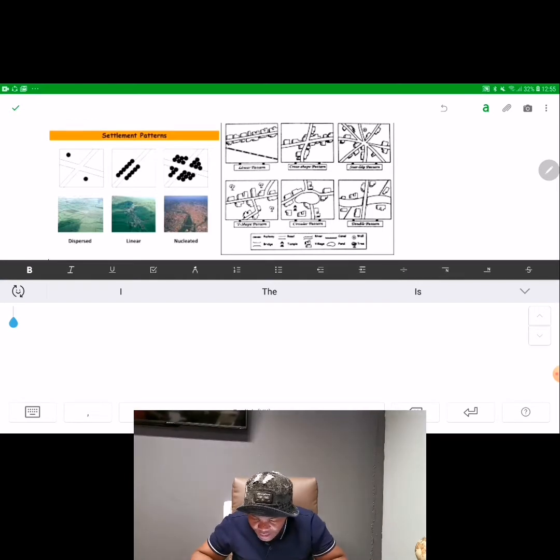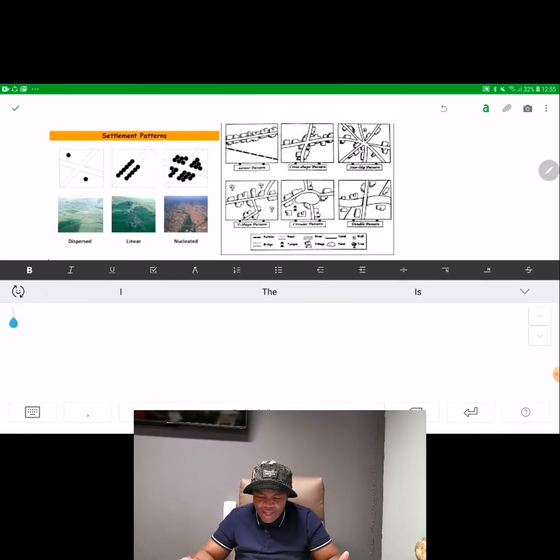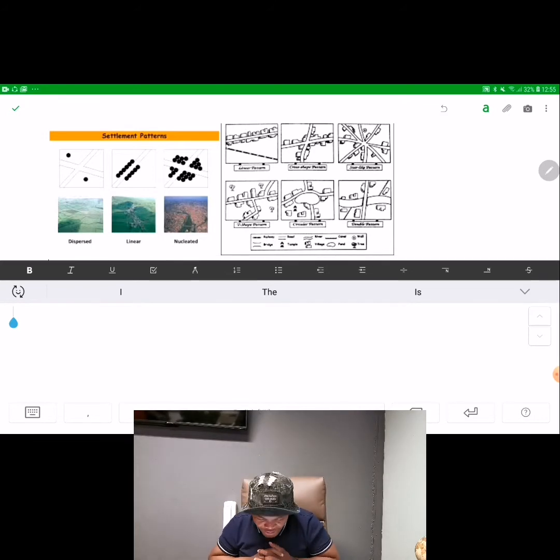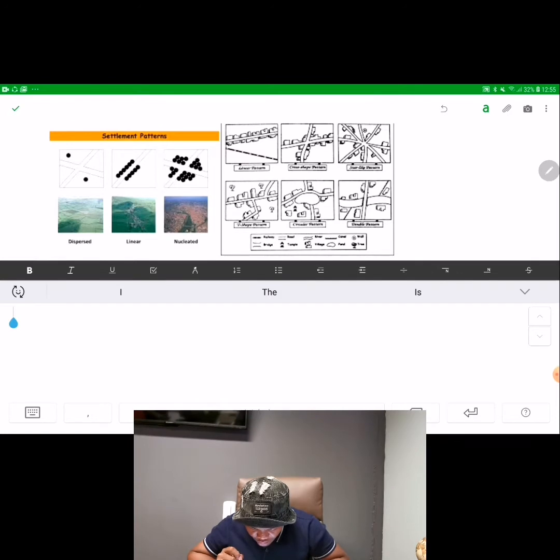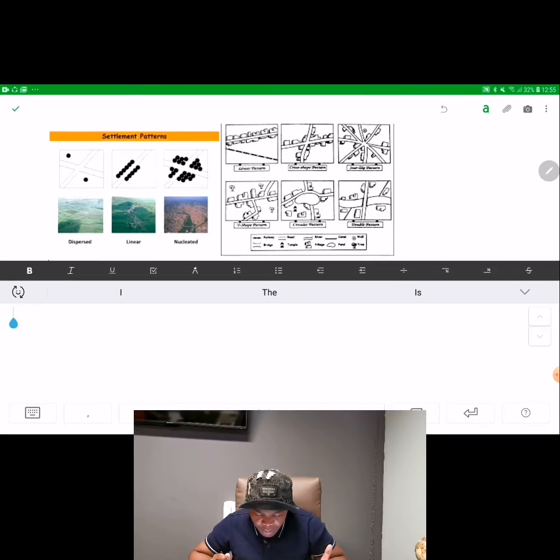And then again, we have the nucleated pattern, which can also be classified as a crossroad pattern. So the crossroad pattern, the third one, these villages develop at a crossroad, at the intersection, and they develop what? A star shape. As you can see, that symbolizes a star shape. And then you have also your T shape, like a letter T. Again, those are caused by the roads. And then also you have a circular shape, and then you also have your double pattern.